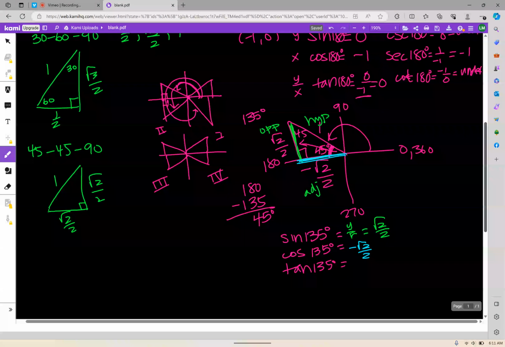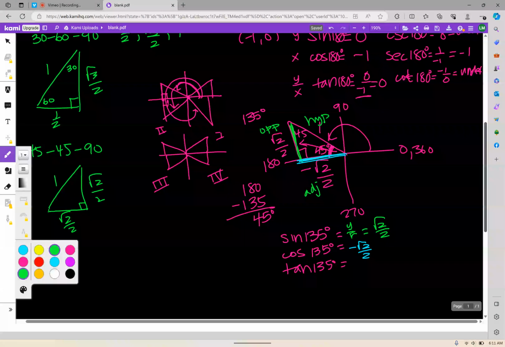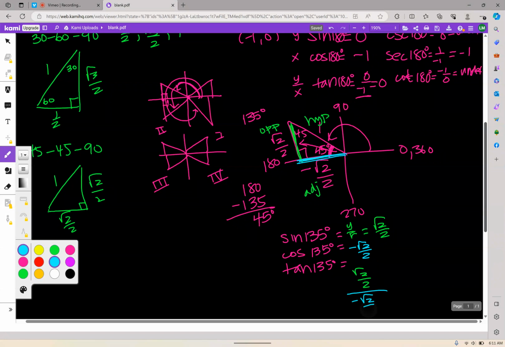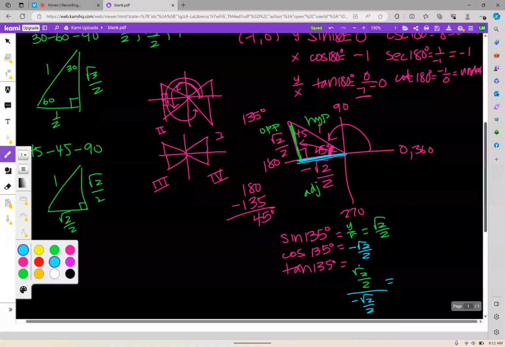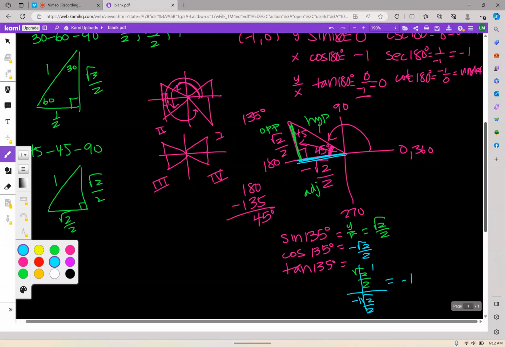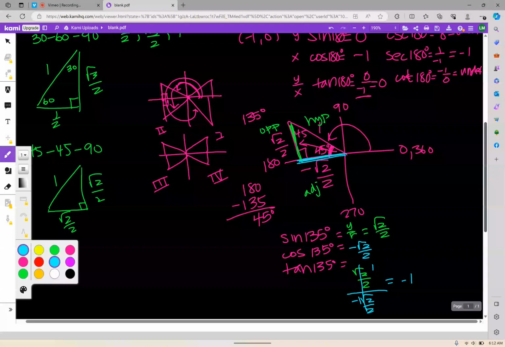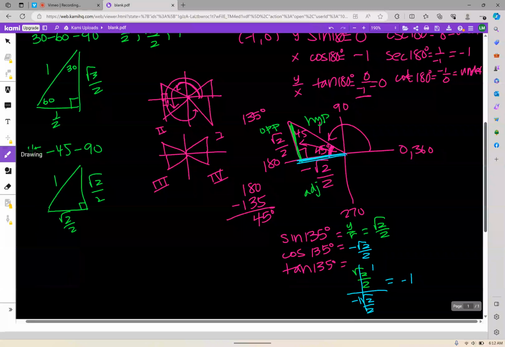Tangent is dividing y over x. So I have square root of 2 over 2 divided by negative square root of 2 over 2. That's the same thing, isn't it? Those will cancel. That leaves me 1 on the top and negative 1 on the bottom. So 1 divided by negative 1 is negative 1. So there's 3 of the 6 trig ratios. We'll do reciprocals of those when I see you again, because I want to do a 30-60 right triangle to finish up here.